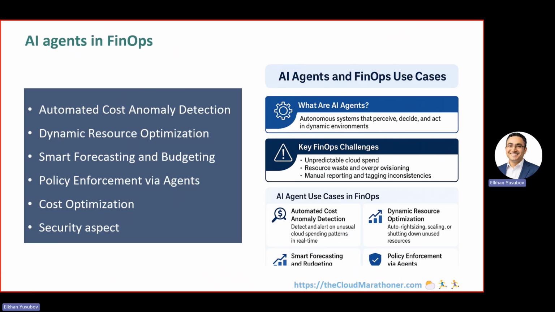And when we introduce AI agent use cases with FinOps, we are basically bringing automated cost anomaly detection, which detects and alerts on unusual cloud spending patterns in real time. We are talking about dynamic resource optimization, where auto-resizing, scaling, or shutting down unused resources are part of the process. With smart forecasting and budgeting, we are looking into historical usage trends and collected data to improve accuracy. And with policy enforcement via agents, we are ensuring that cost-saving rules like tag compliance and instance limits are enforced automatically.